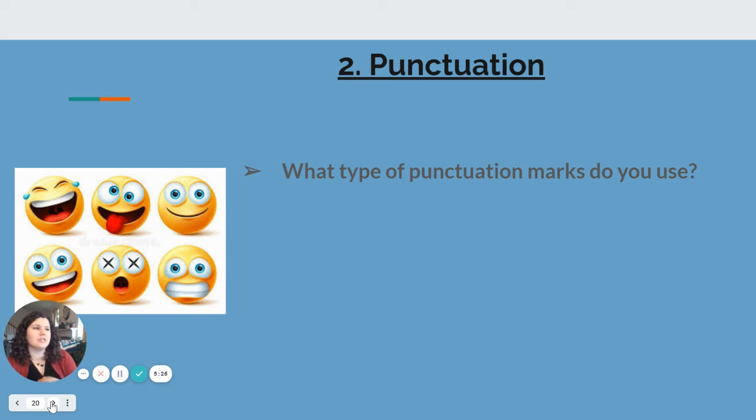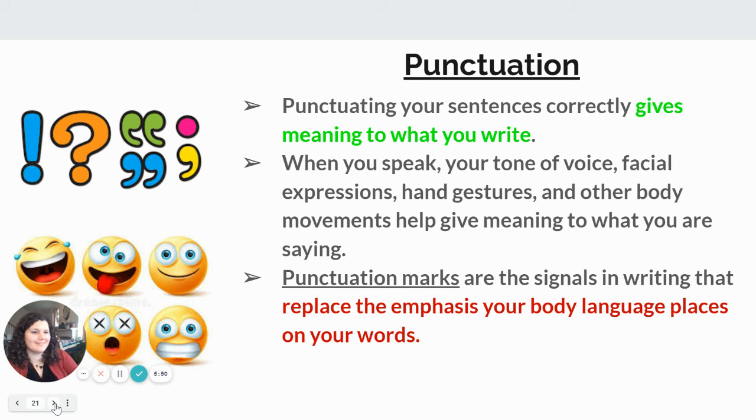Moving on to punctuation. Punctuation are the little pieces that we put in a sentence that give it character, that give it tone. I know some of you guys like to use exclamation points and question marks, and you do this like alternate thing to make your point. Some of you like to make emojis out of your punctuation marks. But what is punctuation? Why do we do it? When we punctuate our sentences, it gives meaning to what you write.